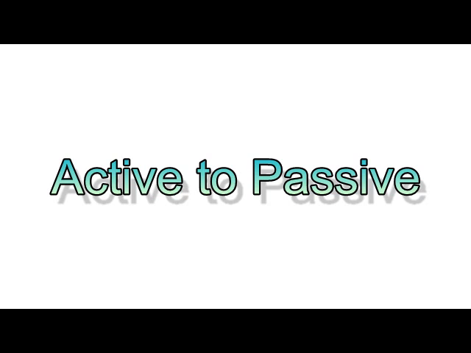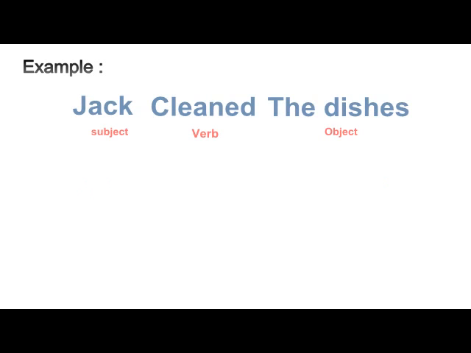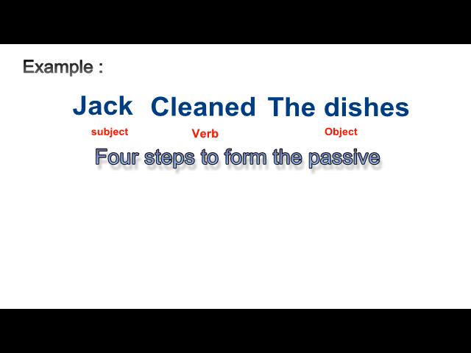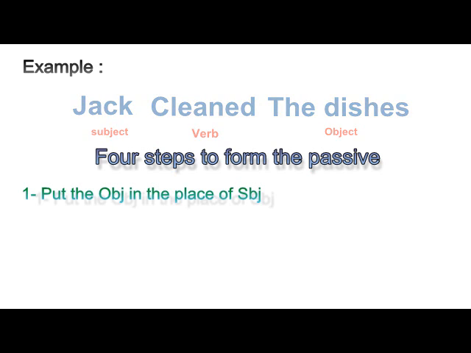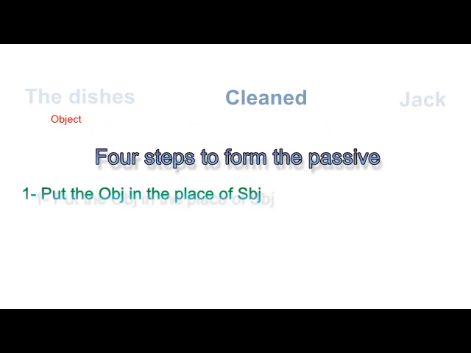Now we know the difference between active and passive voice. Next question: how do we make the passive voice? What are the steps to make it? We will work on the same example. We will change the example Jack cleaned the dishes from active voice into passive voice. To do this, there are 4 steps to follow. Step number 1. Put the object in the place of the subject. Here we go. The object becomes the subject. We call it the new subject.